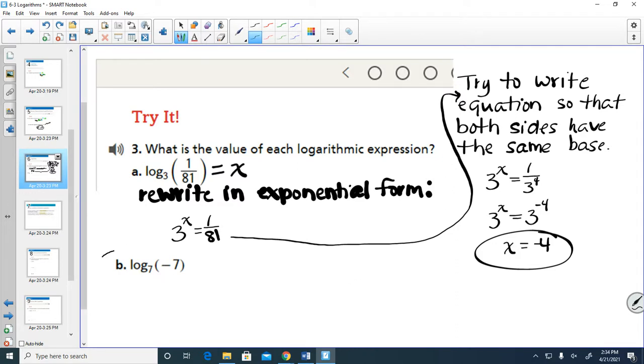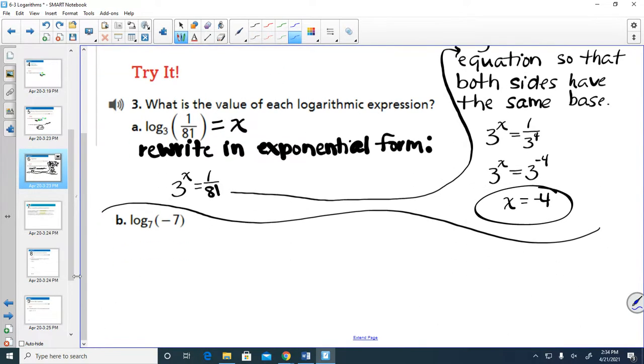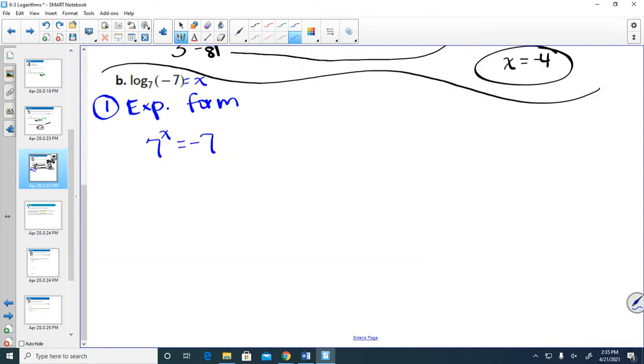And then in part B, let's try part B, log base 7 of negative 7. First of all, number 1, rewrite in exponential form. So I'm going to abbreviate that exp form. So we're going to say that equals x. So 7 to the x power equals negative 7. And then step 2, I'm going to try to write so that both sides have the same base.